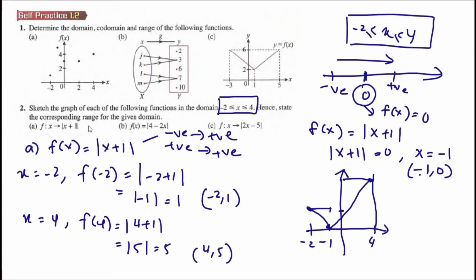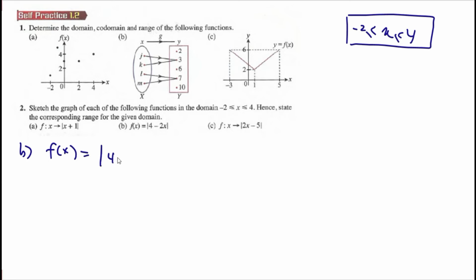So you see here, find the corresponding range. This is very important because many of you got this question wrong because for the range, they didn't do the f(-1) = 0. So they do it from 1 to 5, which is wrong. For range, it should be from the lowest to the highest, which is 0 to 5. So f(x) is in between 0 to 5.